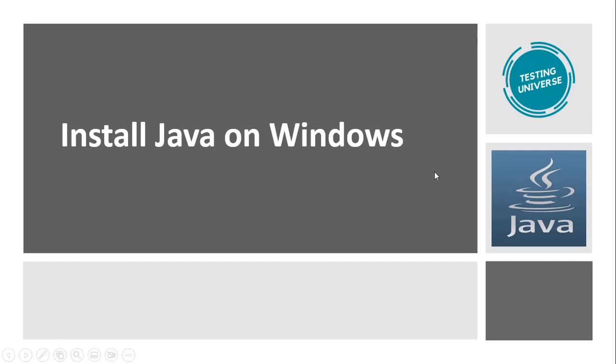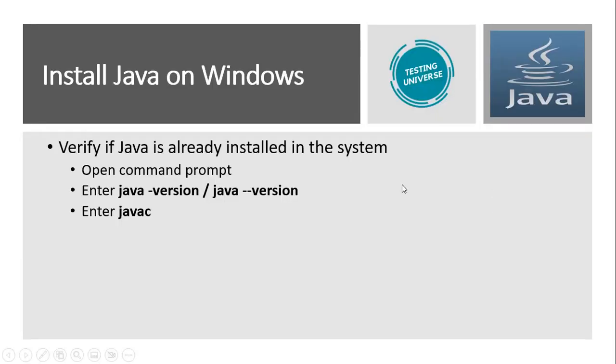In this video, we will see how to install Java on Windows operating system. Before installing Java, let us first verify if Java is already present or installed in the system or not with the help of the following commands.